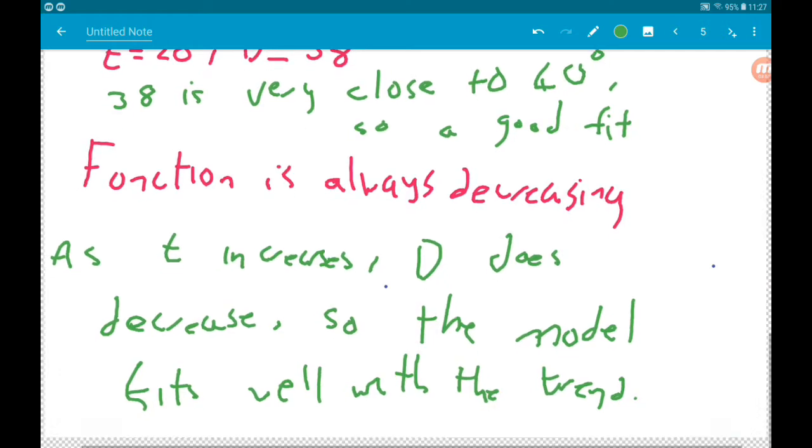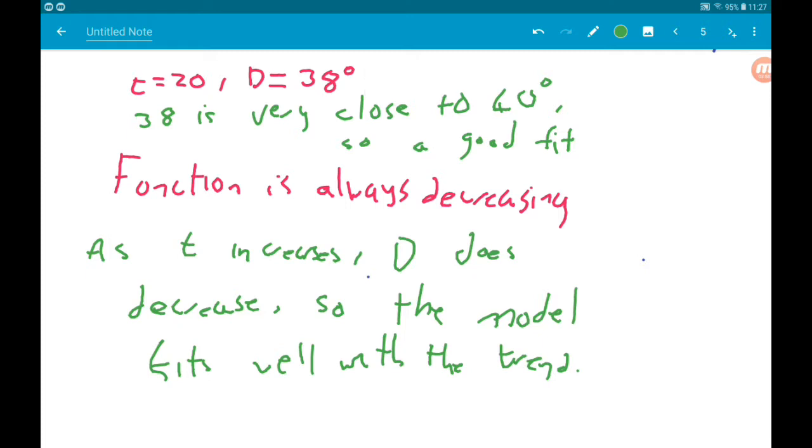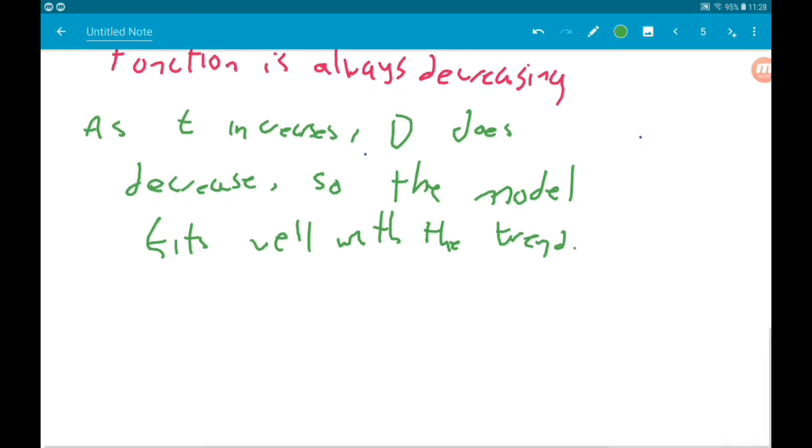Now, if we were asked about the suitability of the model long term, then we would have a problem because the model predicts that D will decrease as t increases infinitely. So there's no cap to the model, but we're not asked about the suitability long term. So we should say, finally then, the model is a good fit with the data.